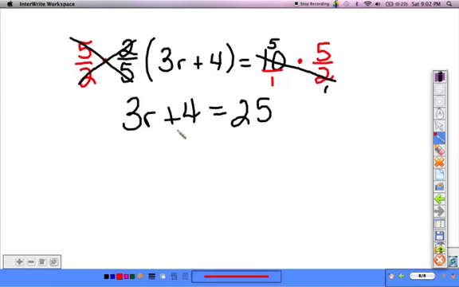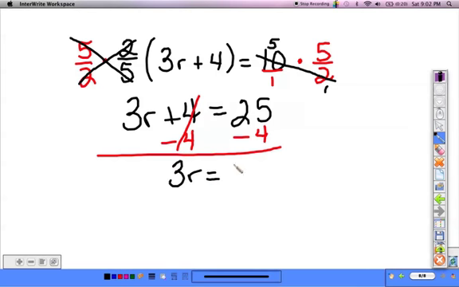Okay, I'm going to undo add subtract using the opposite additive inverse. Those cancel out to 0. So I'm left with 3r. Signs are different, so I subtract. Gives you 21. Opposite of multiplying by positive 3. Divide by positive 3. And my answer gives me a positive 7.